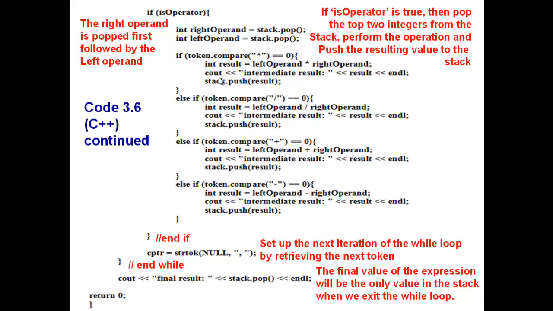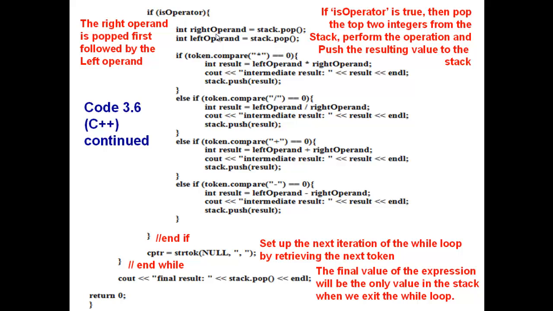So if token.compare with star equals 0, it means you have to do multiplication, left operand times right operand, and push the result back to the stack. I use a temporary variable called result and push that result back to the stack. Else if it's a division operator, do the division, left operand divided by right operand. See, it's very important to make sure you have the right left and right operand. So that's why you have to understand this. The first pop value is the right operand in the case of a postfix expression, and the second pop is the left operand.